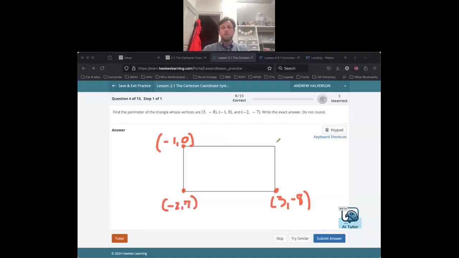So what is this? Oh, it's a triangle. I thought it was a rectangle. Okay, so here's the triangle. Now we have to figure out the distance. Something's off. I think I know. So how do we do this?